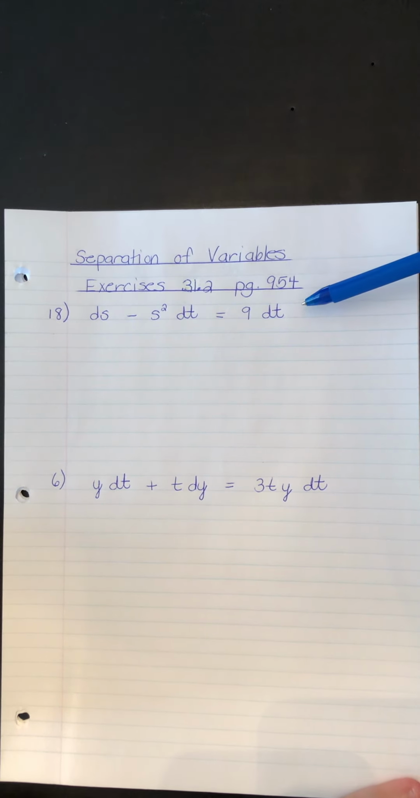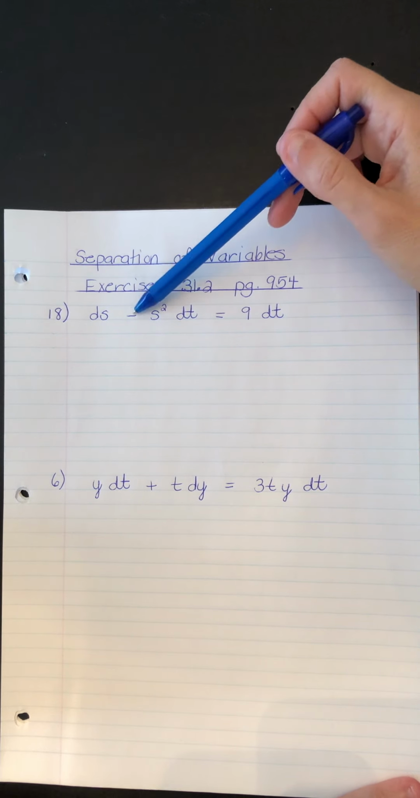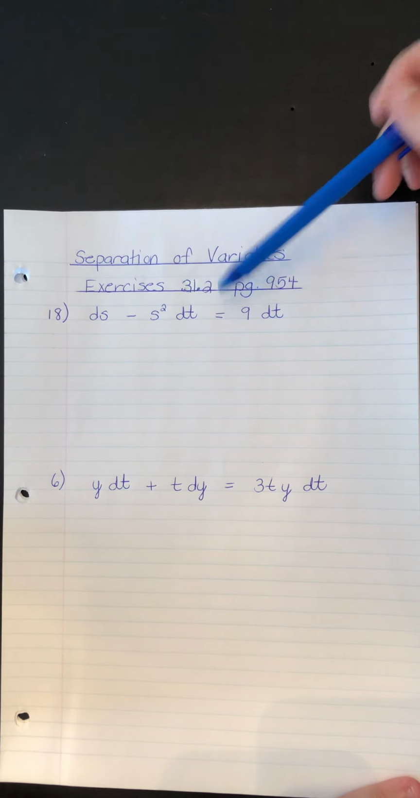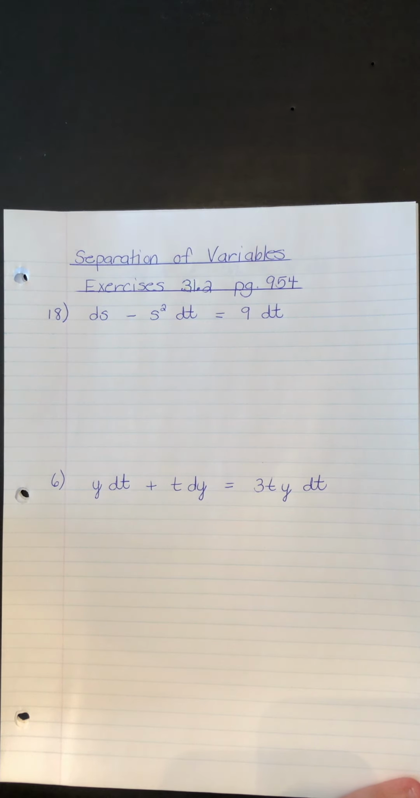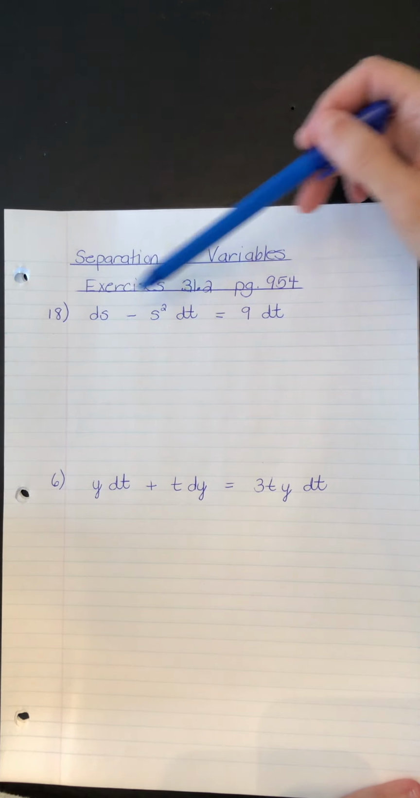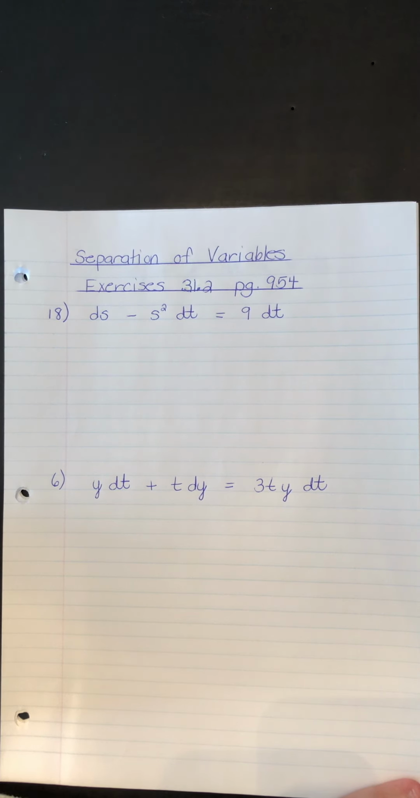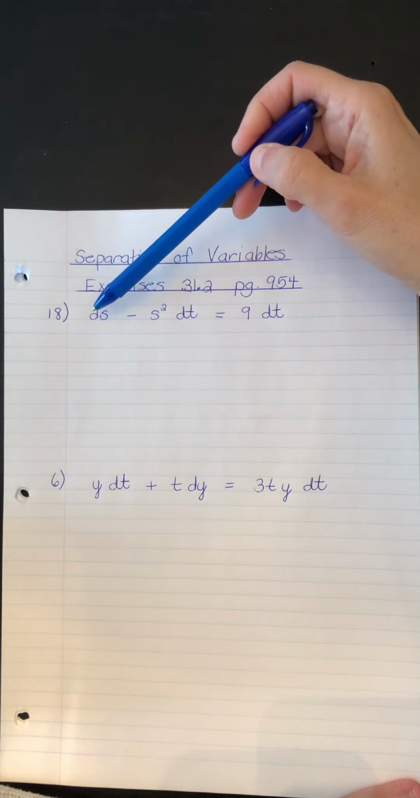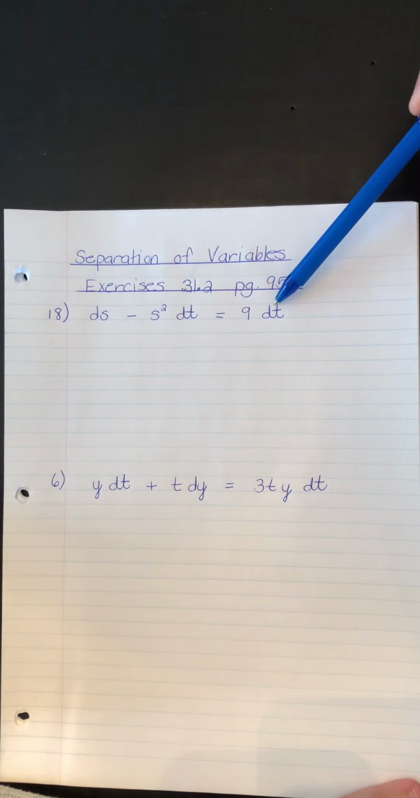So here is problem 18. We have ds minus s squared dt is 9 dt. So the whole key to solving these problems is to recognize that we have 2 different variables, and they are s and t. So s here would be the independent variable, while t is the dependent variable. We have 1, 2, 3 terms in example 18. And you can see 3 differentials, ds, dt, dt.